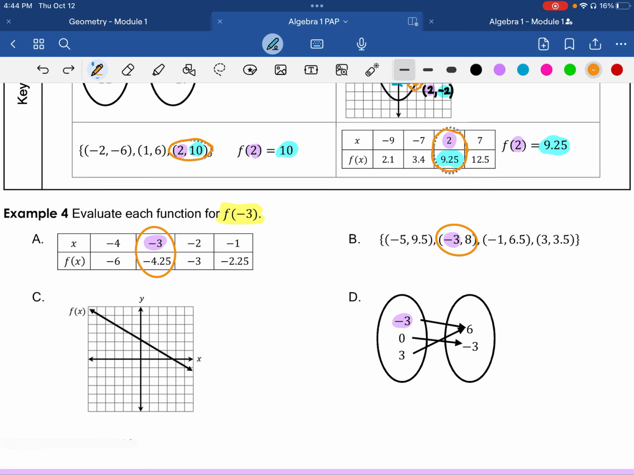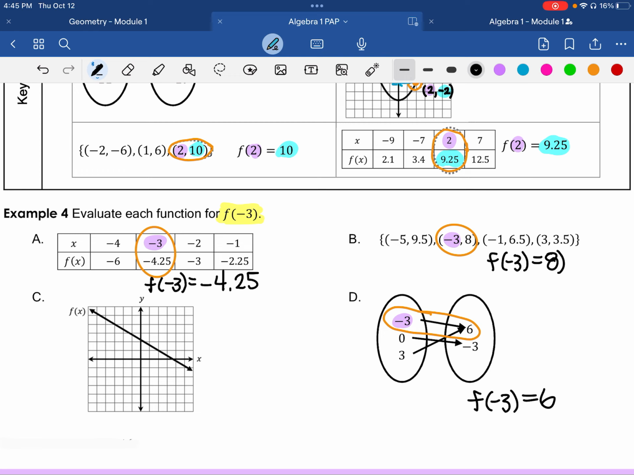Hopefully for this first one, you put your answer as negative 4.25, and we could write f of negative 3 equals that. Here I hope you wrote f of negative 3 equals 8, and here I hope you wrote f of negative 3 equals 6. Great job.